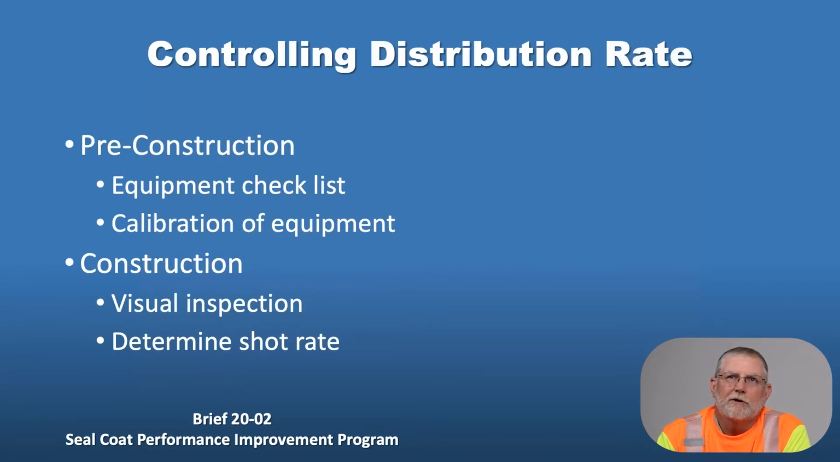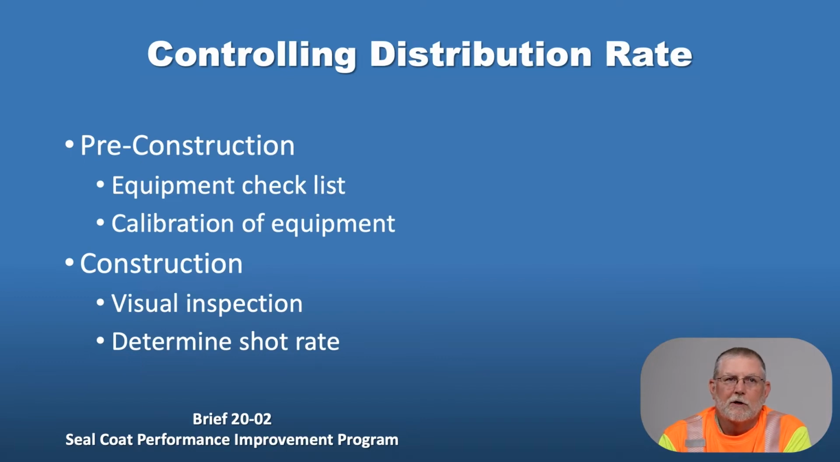So controlling distribution rate. How are we going to do that? First, pre-construction, we have equipment checklists. We're going to check our distributors. We're going to check the bars, check the nozzles, things of that nature. We also have calibration of equipment. We have tank calibrations as well as bar calibrations with individual nozzle calibrations.